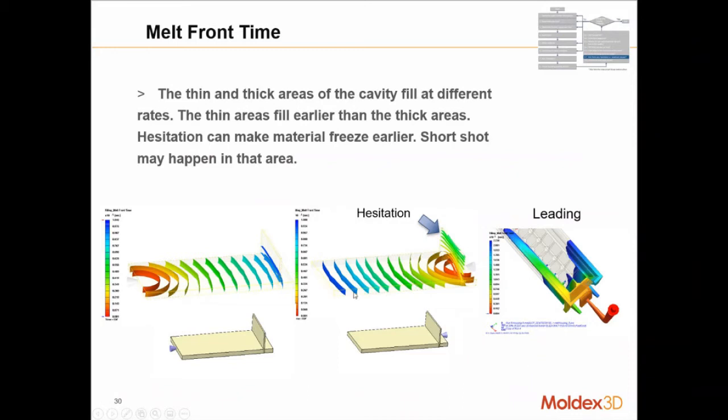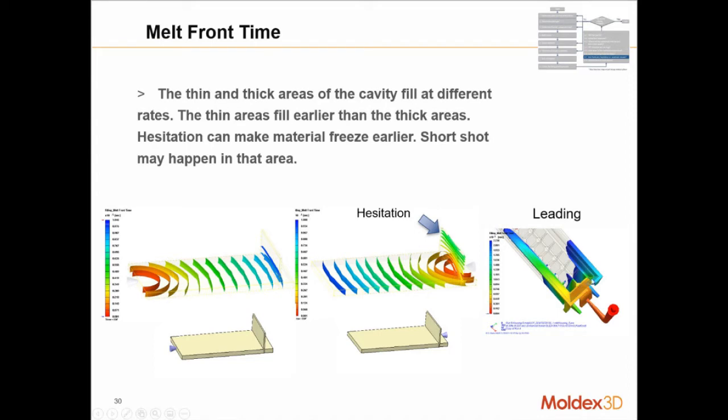Whenever I have a thickness change in my part, usually that's going to cause hesitation. If I go from a higher thickness to a lower thickness, usually the material will try to not go into the thinner region because plastic is lazy. It will try to fill out the thicker region first, and once it's done with the thicker region, it will go into the thinner region. We actually saw that earlier with the air trap result. That was also a hesitation phenomenon.